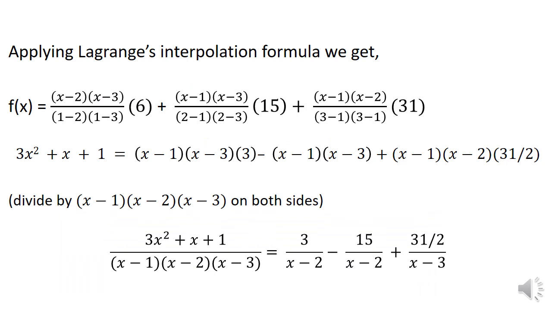Using the interpolation formula, we get x minus 2 into x minus 3 whole divided by 1 minus 2 into 1 minus 3 with f of x0 6. Similarly f of x1 15 and f of x2 31. After simplifying and dividing throughout by x minus 1 into x minus 2 into x minus 3, we get the required partial fractions.